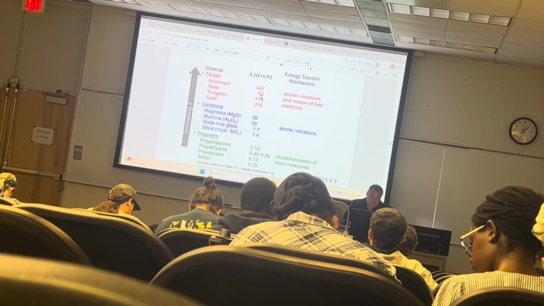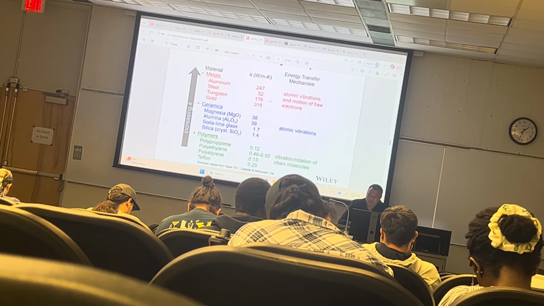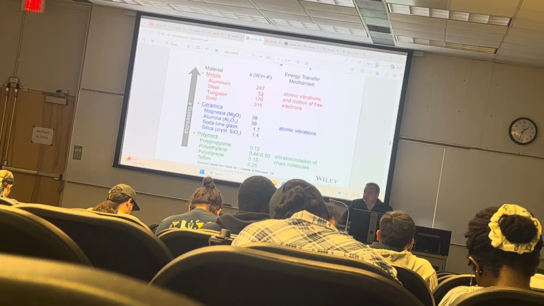And here's a comparison. Metals are the highest because they have those free electrons.